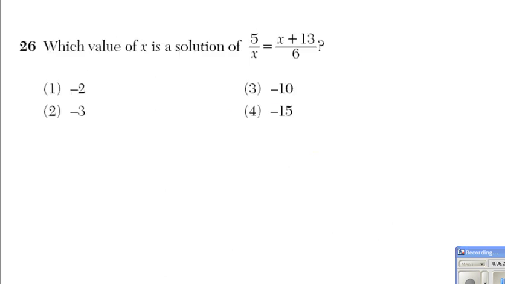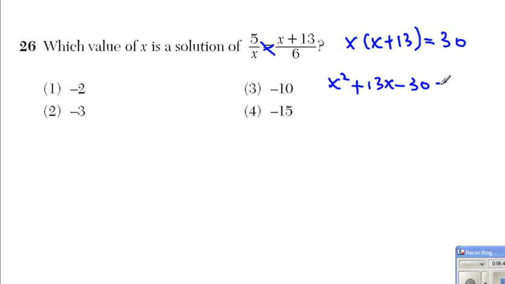Alright, let us move on. In this case, we want to find the value of x. One thing we can do is cross multiply, and then we end up getting x times x plus 13 is equal to 30. Now, when you multiply everything out, we end up getting x squared plus 13x, and by subtracting 30, we end up getting negative 30 equals 0.